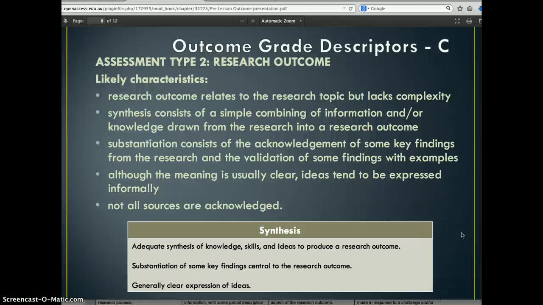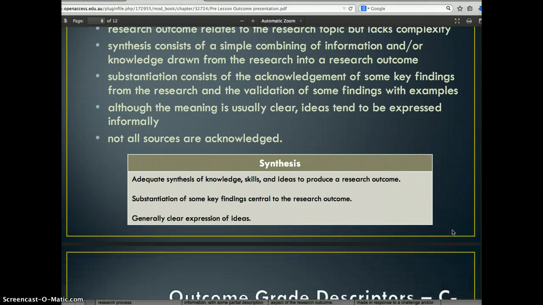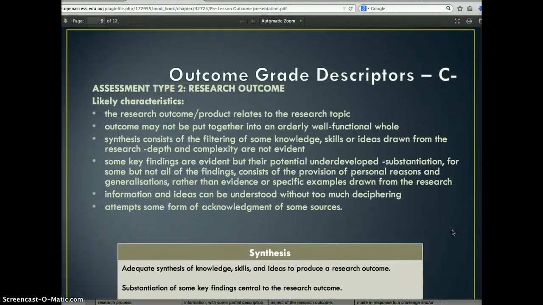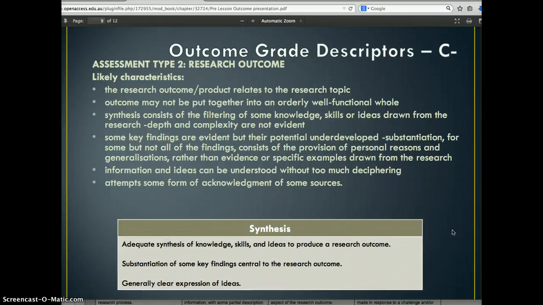Substantiation consists of the acknowledgement of some key findings from the research and the validation of some findings with examples. Although the meaning is usually clear, ideas tend to be expressed informally, and not all sources are acknowledged. In order to pass a research project and be able to use it towards your SACE, you must get a minimum of a C-. So let's look at what a C- looks like.